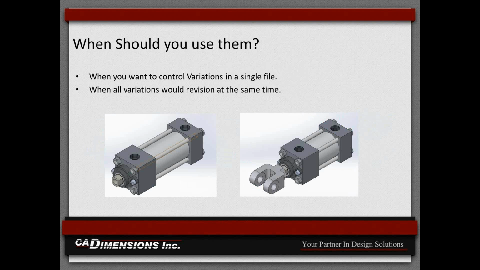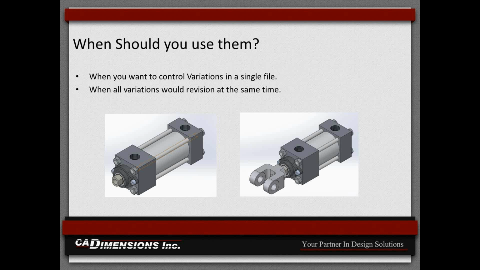Well, when should you use them? And I kind of just discussed this. When you want to control those variations in a single file. I always come back to the idea of an O-ring. If I have 300 possible sizes and diameters of an O-ring, would I really want to create a separate file for each of those and manage those across the board in multiple assemblies? It's not something you would want to do. So that's a case where you would definitely want to use configurations.